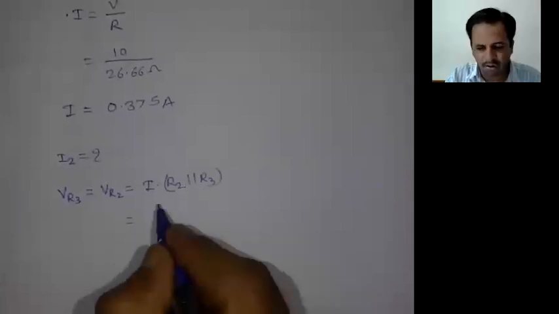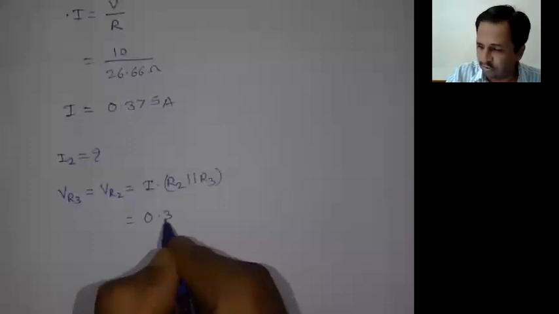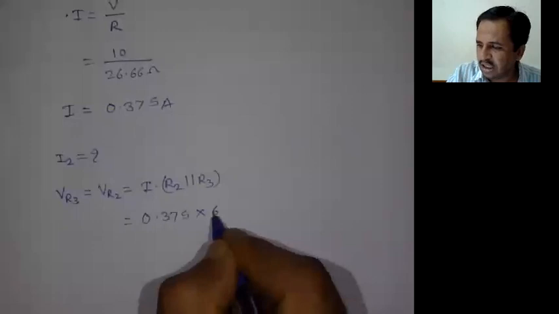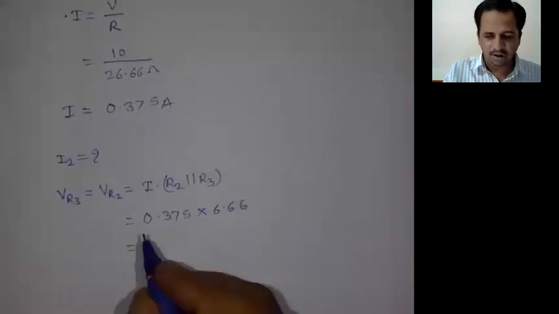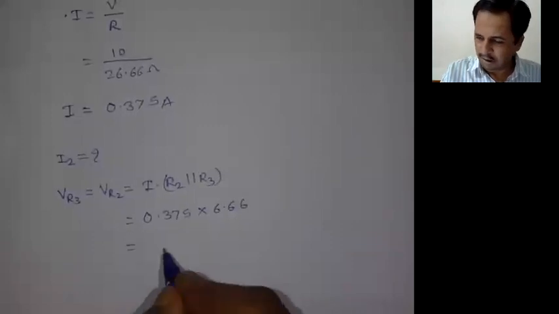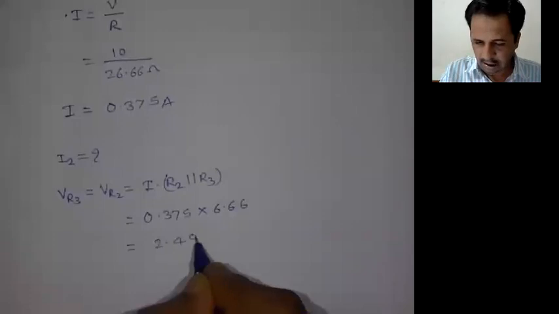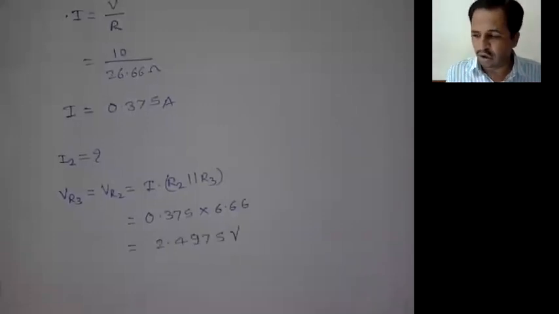Therefore, what is the I value? I value is represented as 0.375, and its parallel resistance should be 6.66 ohm. And whenever we have to find this value, it becomes 2.4975 volt. Means this voltage should be observed.